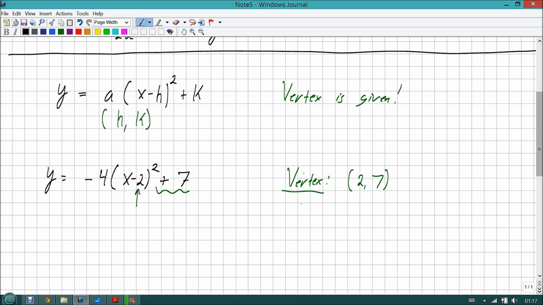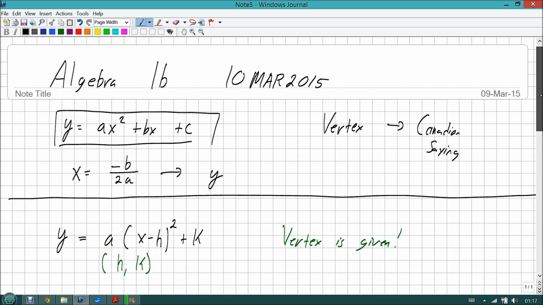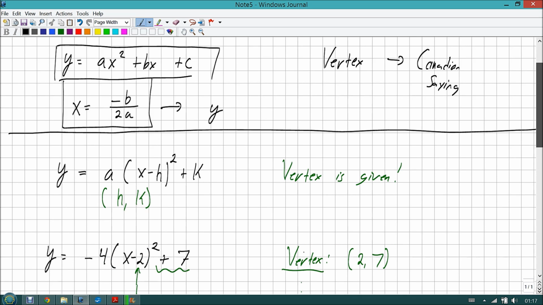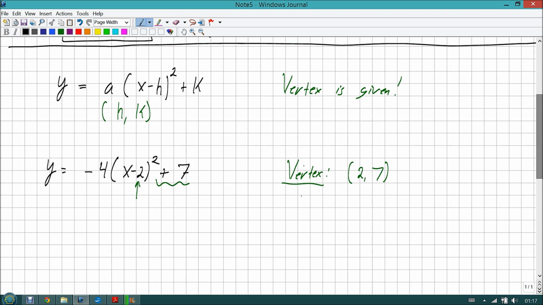So these should be review from previous lessons. The standard form equation, x is equal to negative b over 2a, to find the x-coordinate of your vertex. Then you plug it in to find your y. The vertex form of a on the outside of x minus h squared plus k helps us find the vertex in that fashion.